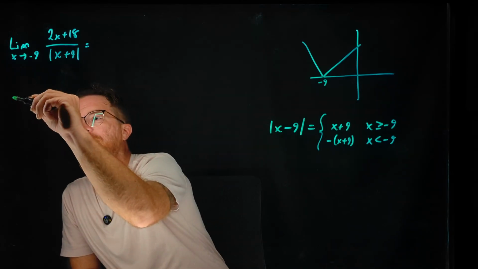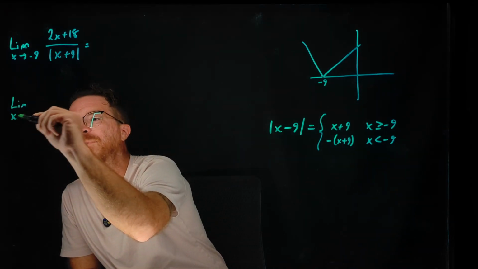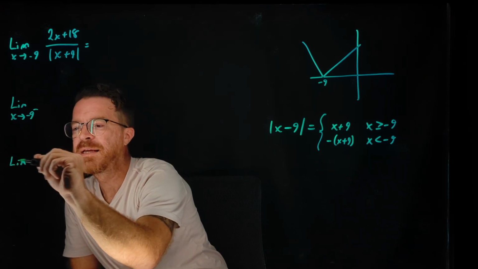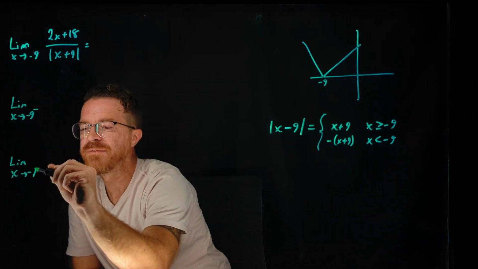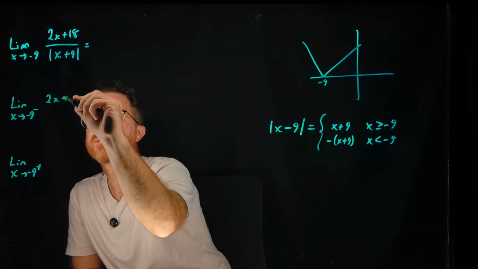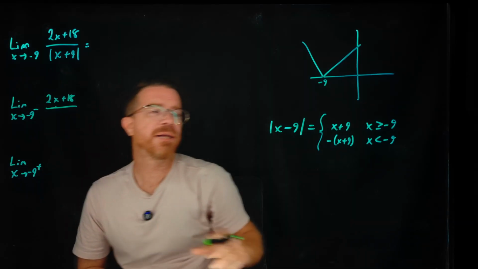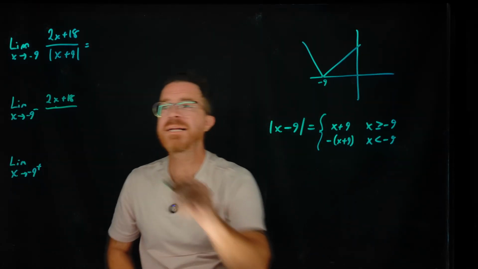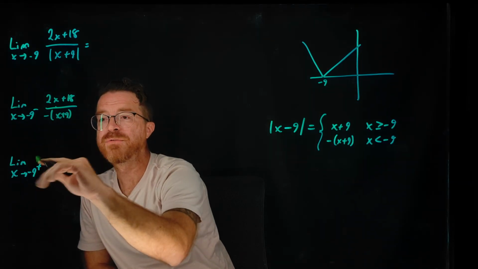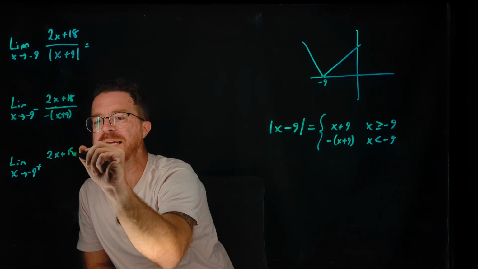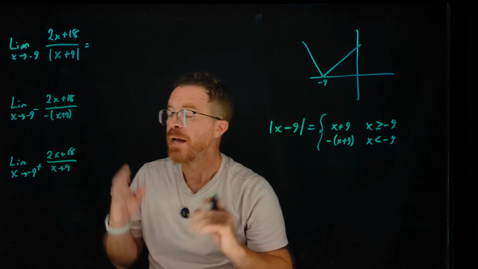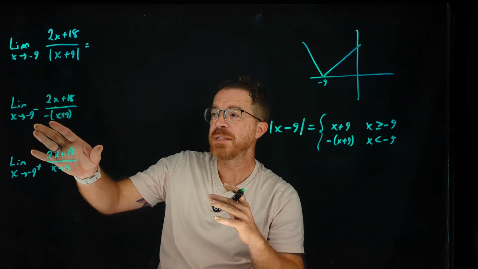So what I'm going to do is first break this down, again, into two limits: the limit as x approaches negative 9 from the left, and the limit as x approaches negative 9 from the right. When I'm approaching from the left, this is 2x plus 18 divided by, now remember, from the left this is going to be minus x plus 9. When I'm approaching from the right, this is going to be 2x plus 18 divided by x plus 9. Now with this, we're able to solve both of these limits.